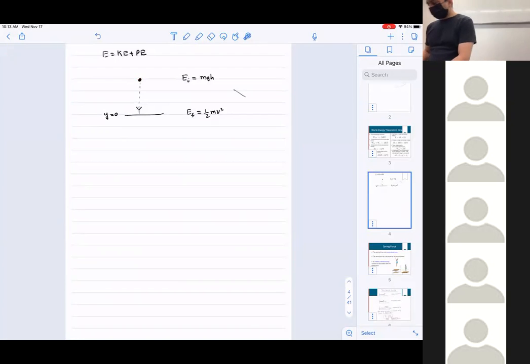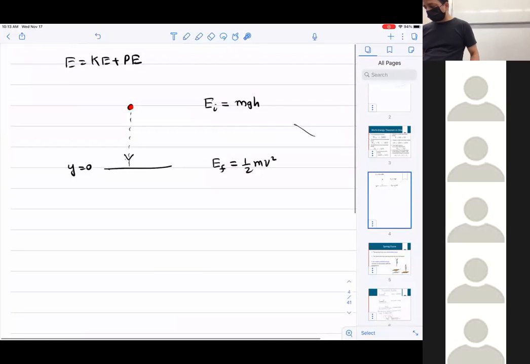Okay. So up top here, the object is released from rest, so it has 0 kinetic energy. It only has gravitational potential energy, mgy, and the y here is h. So up here, y is equal to h, and therefore its total initial energy is that. Its final energy down here, the potential energy is 0 because it's mgy and y here is 0. So it only has kinetic energy, which is 1/2 mv squared.